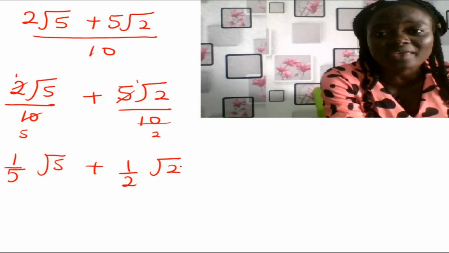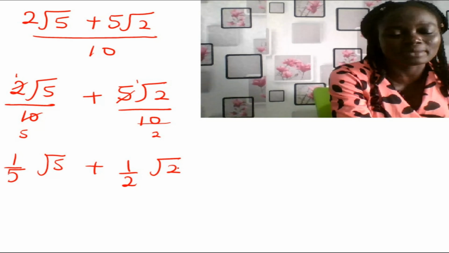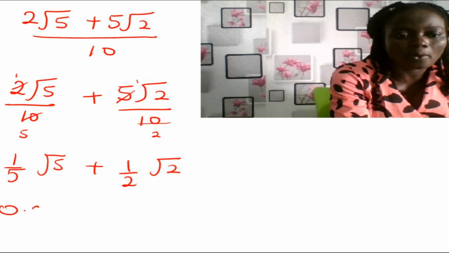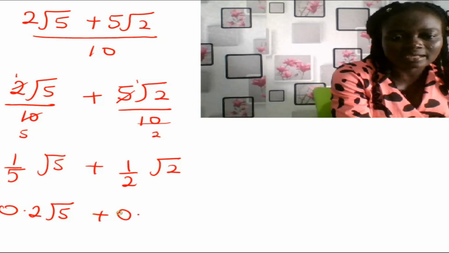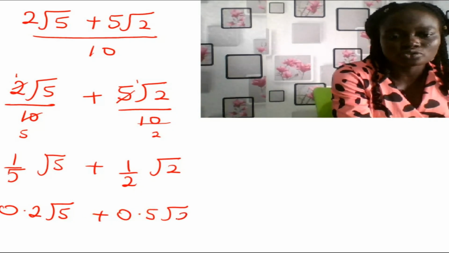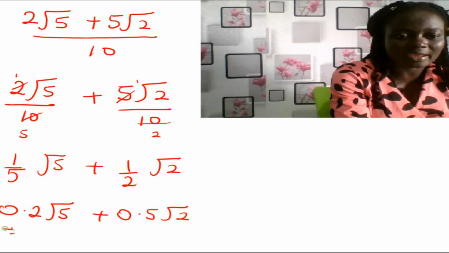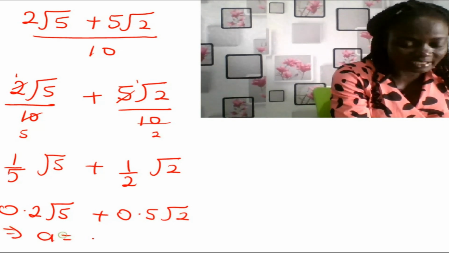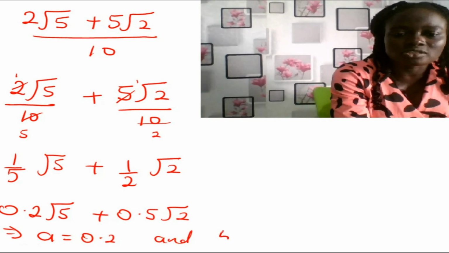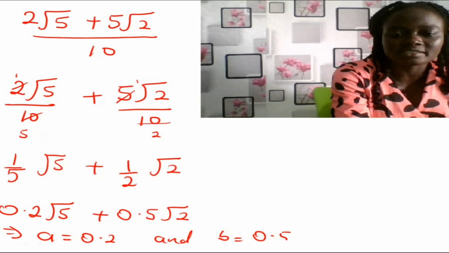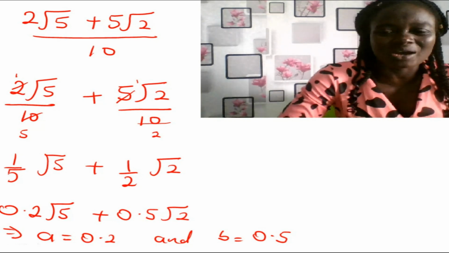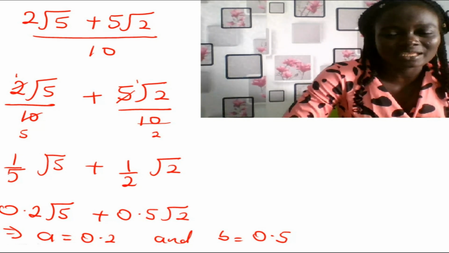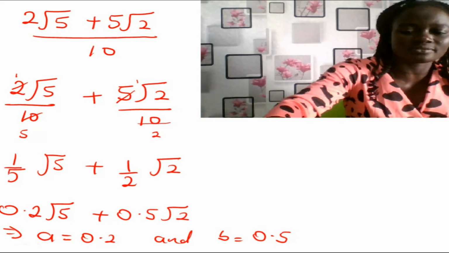We can simplify this, or we can change this into decimals. And this will give us 0.2 root 5 plus 0.5 root 2. So with that, we can say that A is equal to 0.2 and B is also equal to 0.5. So simple. Break it down or go gradually and you get the final answer correct.